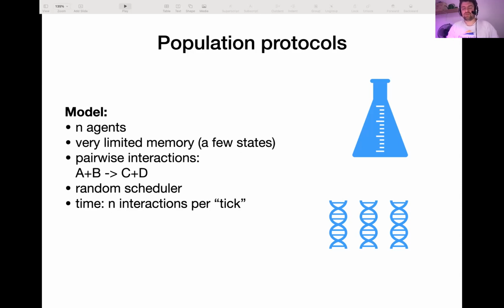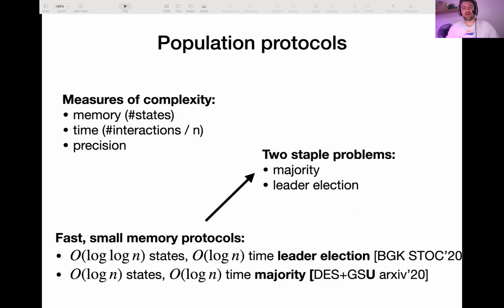And we essentially think of it as all of the reactions, like n reactions, happening at once, but we can think of it as a sequential scheduler, and every n interactions we say that, let's say, one second, one parallel time has passed. So the measures of complexity of population protocols are the number of states, so it's the memory, and time, so the number of interactions divided by n. The two stable problems in this model are majority and leader election.